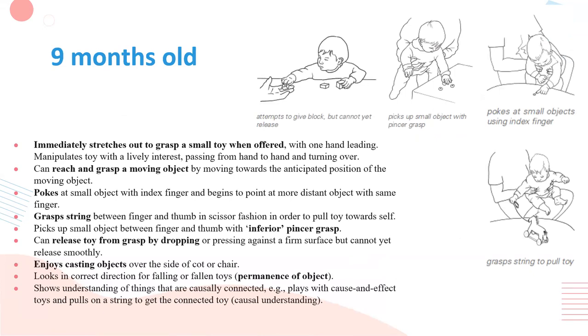Next. Okay, for 9 months old, the baby will immediately stretch out to grab a small toy when offered. They are able to reach and grab a moving object and poke at small objects with the index finger. They start to have better grasp strength between the finger and the thumb, so this is the age that they start to have inferior pincer grasp. Usually they can release the toy from the grasp by dropping or pressing the toy against a firm surface, but they cannot throw the toy yet. They also enjoy casting objects, and at this age they start to have permanence of object, in which when the toys are falling, they will look correctly in the direction of the fallen toys. Okay, next.